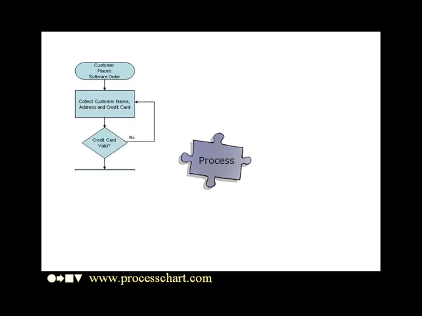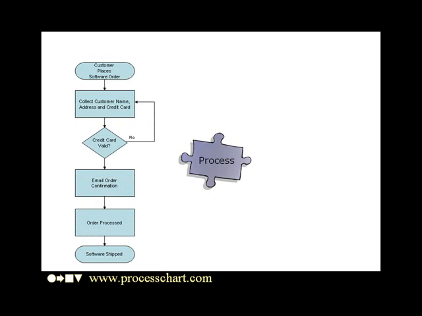Here's a software order process displayed as a box and arrow flowchart. It's simple. In fact, it's too simple. Every step demands more questions than it answers. Let's look at the first step. Customer places software order. It's a trigger. Good, that's helpful. But how helpful is it?